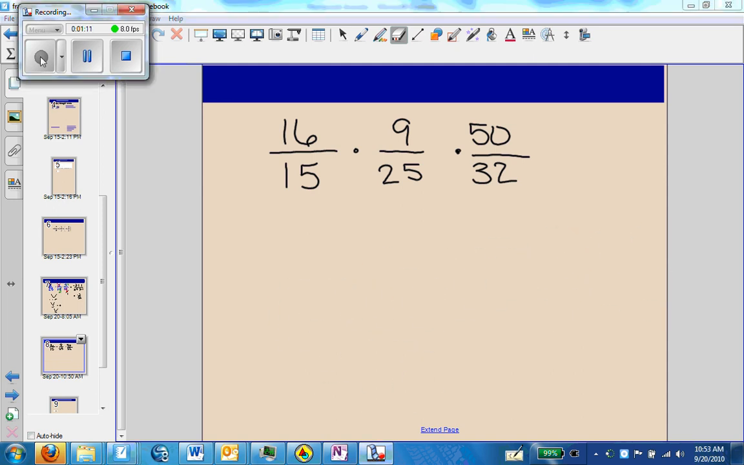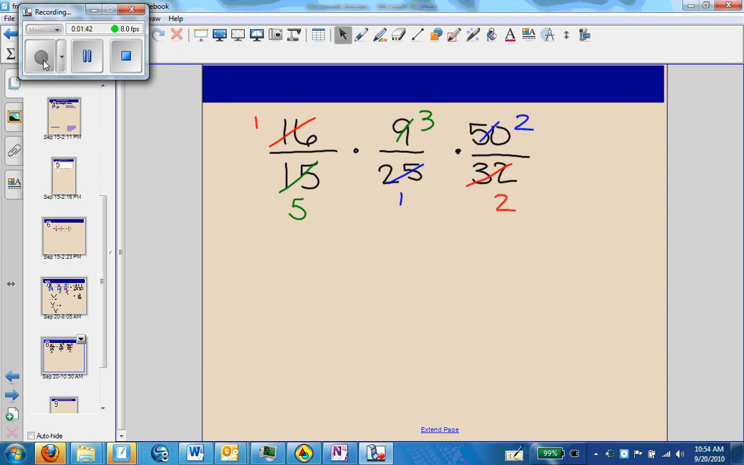So I'm going to start with 16 and 32. 16 goes into 16 once, and it goes into 32 twice. 25 will go into 50. We'll divide into 50 two times. And 3 will go into 15 and into 9. Now we're going to double check and see if there's any numerators that are divisible with any of the denominators.